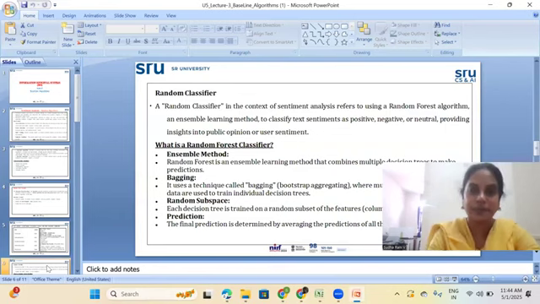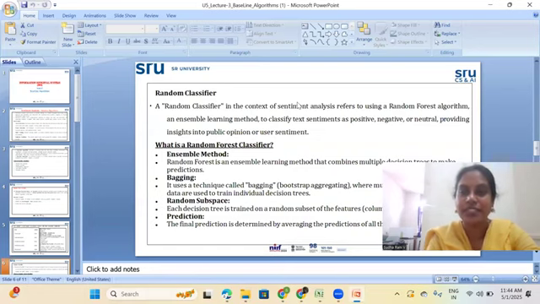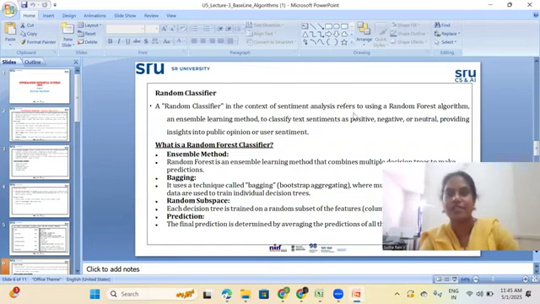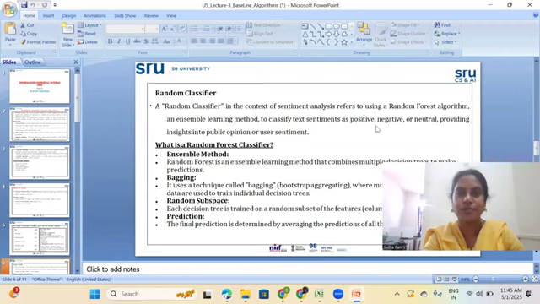Next one, random classifier. A random classifier in the context of sentiment analysis refers to using a random forest algorithm, an ensemble learning method, to classify text sentiments as positive, negative, or neutral, providing insights into public opinion or user sentiment. So it refers to the random forest algorithm, and it does the classification of text sentiments, again positive, negative, or neutral.